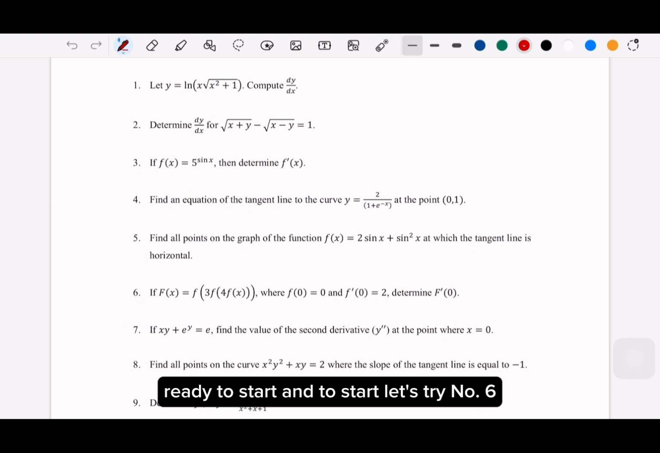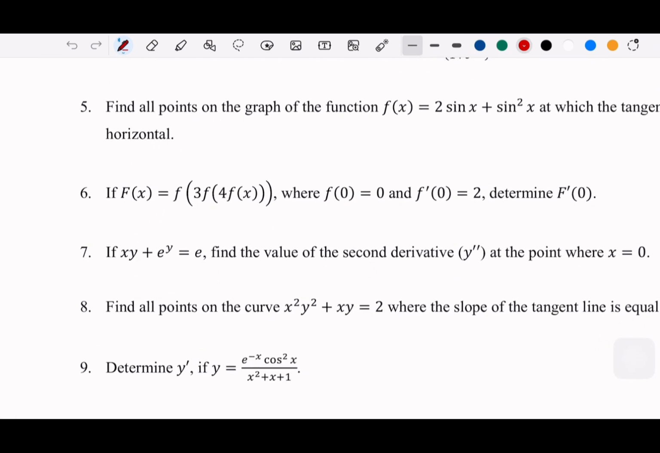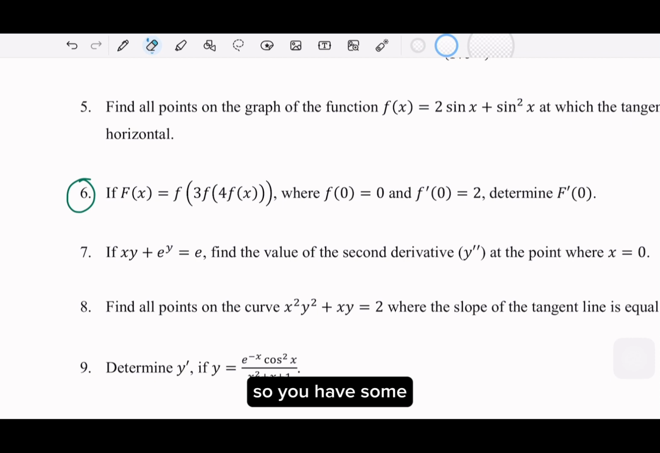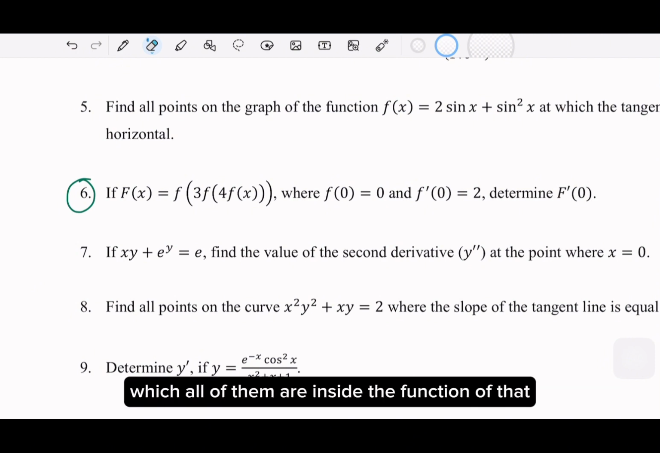Maybe to start, let's try number 6. Chain rule, number 6. So let's focus on number 6. You have some composite functions. You have a function multiplied by 4, and that 4 is inside another function, which is another f. And then it's multiplied with another constant 3, which all of them are inside the function of f.